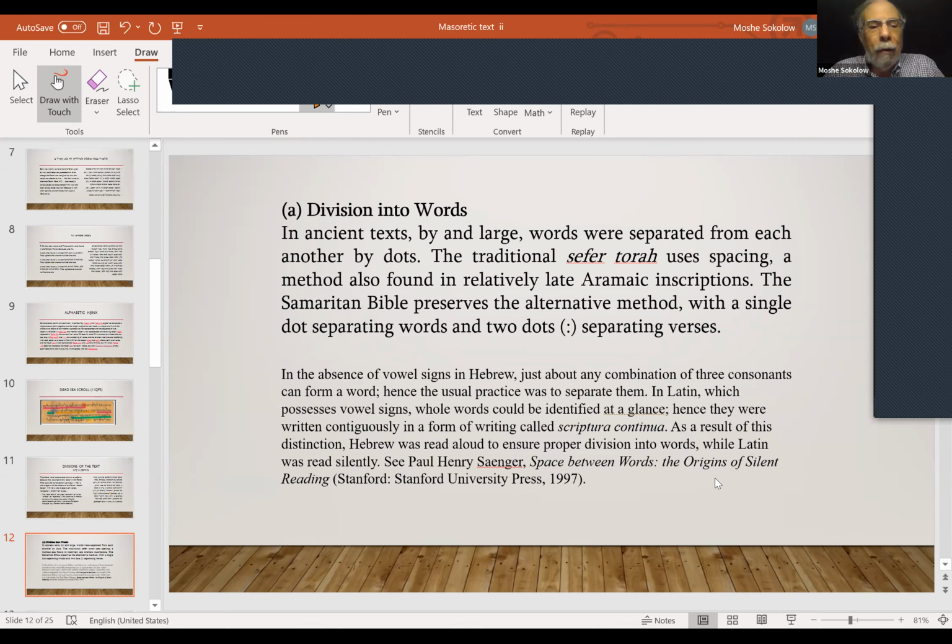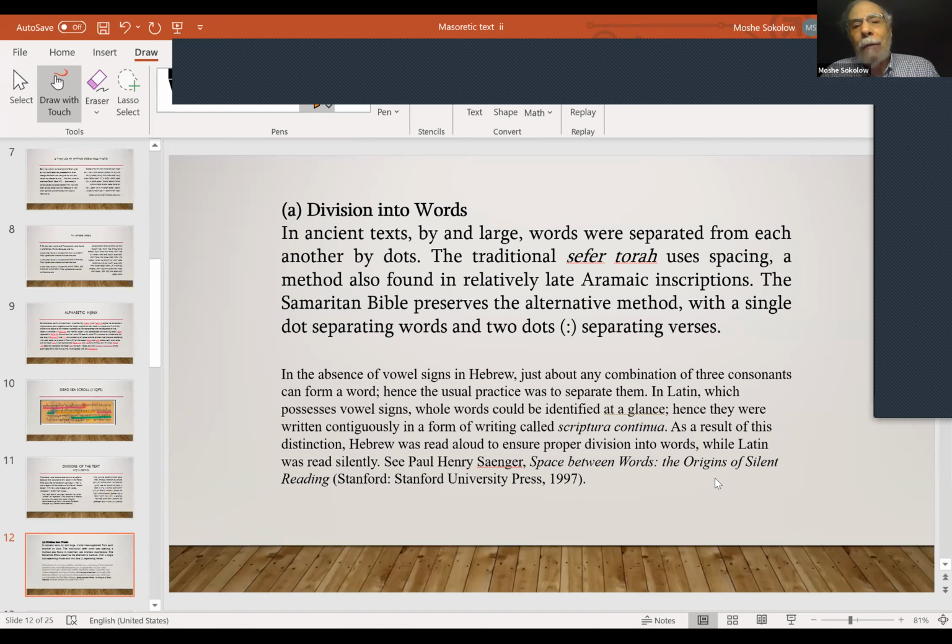In Latin, however, which has internal vowel signs, A, E, I, O, U, whole words could be identified at a glance, and therefore in ancient manuscripts, ancient Latin and Greek manuscripts, the letters were just simply written continuously, no spacing and no dots placed between them.